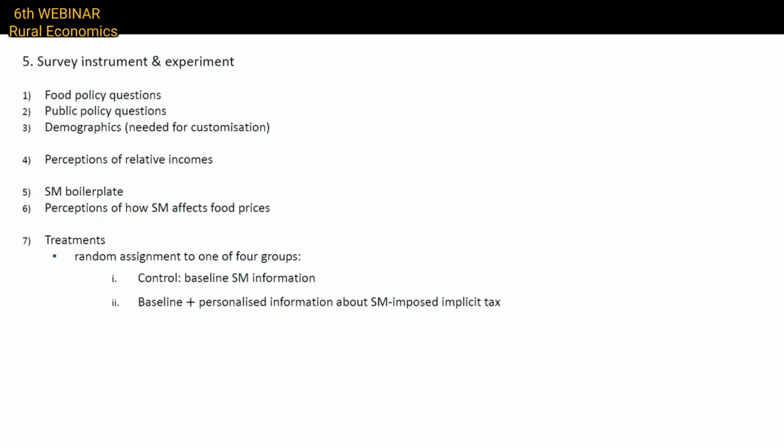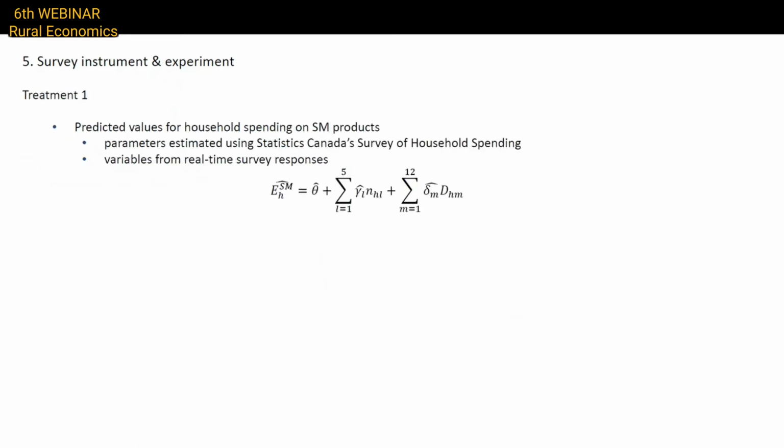So I'm going to spend a few minutes describing how we do this. This is one of the unique features of our project here, that we've customized the information treatments to every single respondent. So everyone gets a different cost treatment based on their household characteristics. We wanted to do that to make these treatments as relevant to the respondent as we could, okay? So as salient as possible.